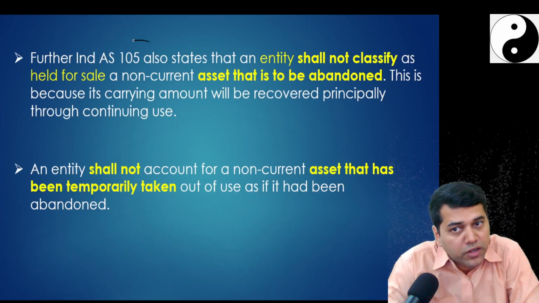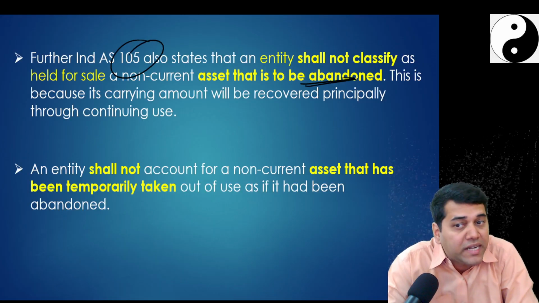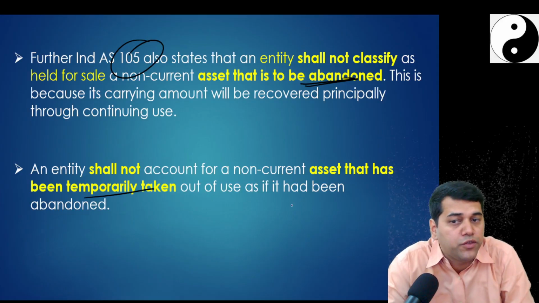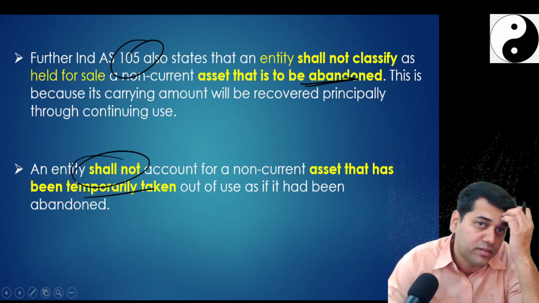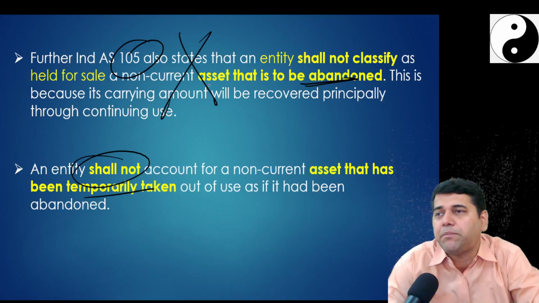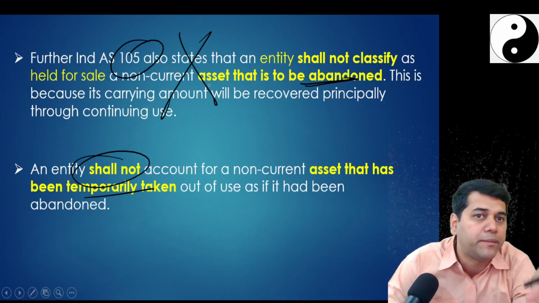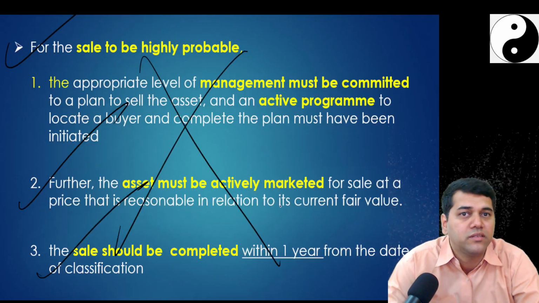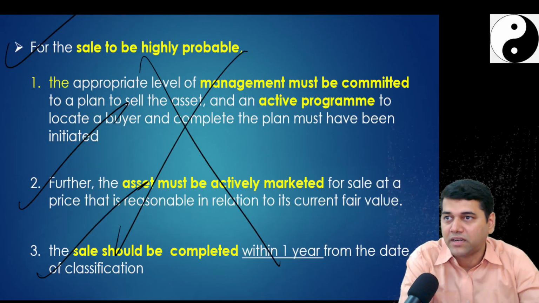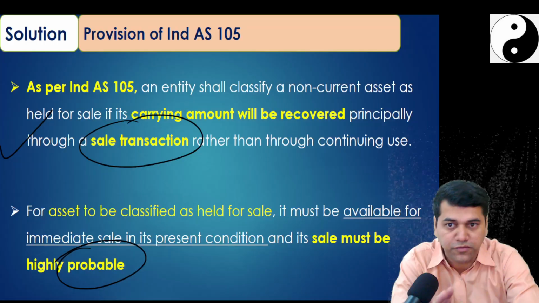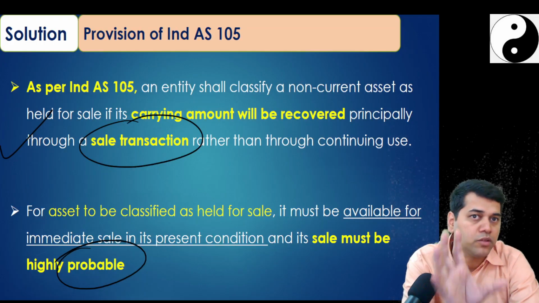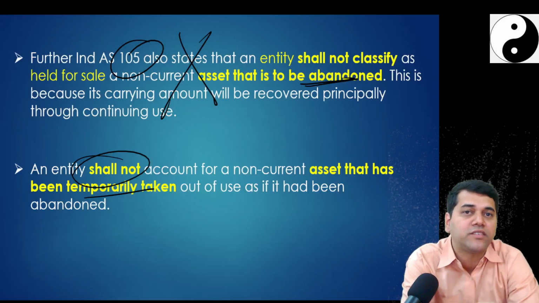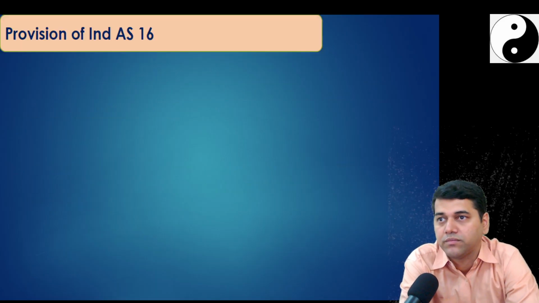Further, 105 specifically says that if you have abandoned it, or if you have temporarily taken it out of use, you should not classify it as held for sale. Maybe you can scrap it, because it was not a case of abandonment. You can write this first sentence, first para. Straight away you could have come to the last point here, that assets temporarily held is not permitted.